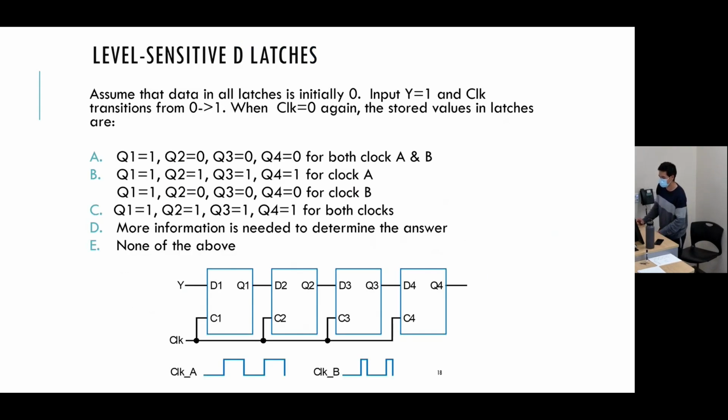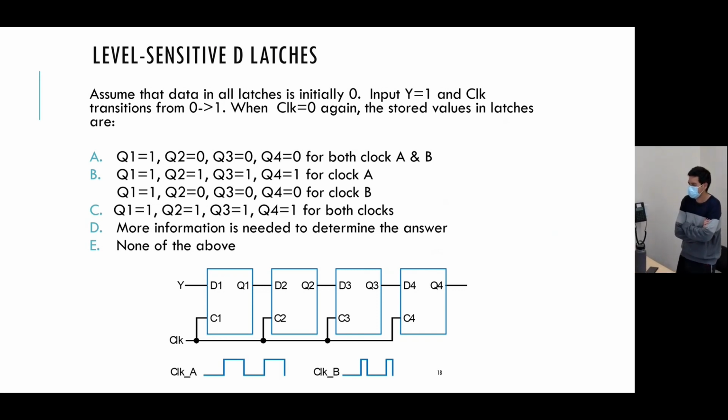So we have this one question before we have a break. Level sensitive D latches. We're assuming all of these latches are holding on to 0 at first. And then we have the input D1. And when the clock transitions from 0 to 1, basically one period of clock later, clock is going to be 0 and hold what these things became. What are the stored values in our latches afterwards?